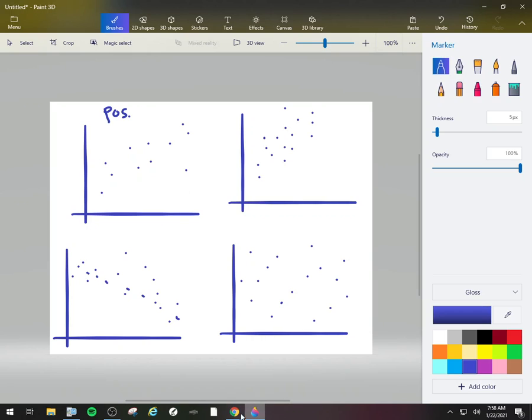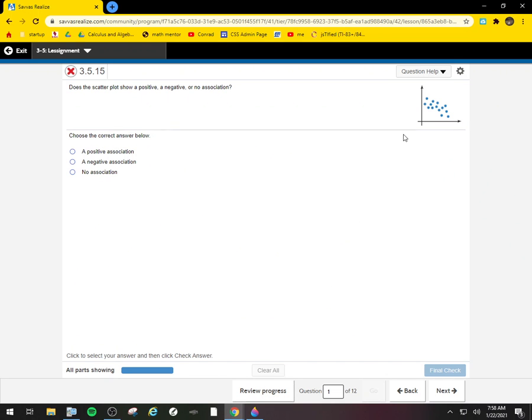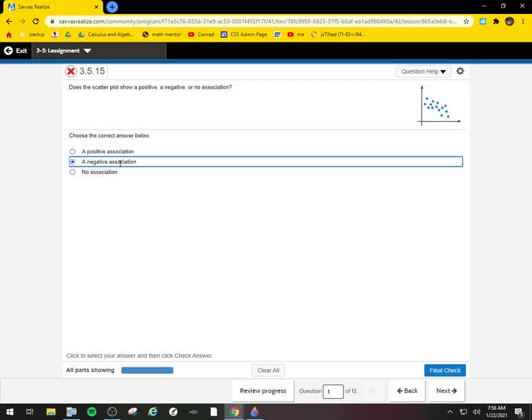So let's go back to the example and see what kind of association this is. What we can see is, is it going up over time? Is it going down over time? Is it staying the same? This one's going down. This one would be a negative association.